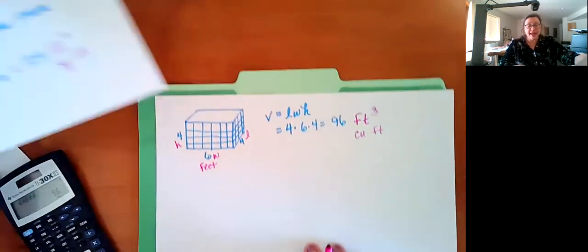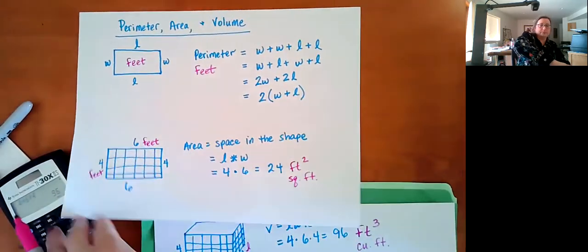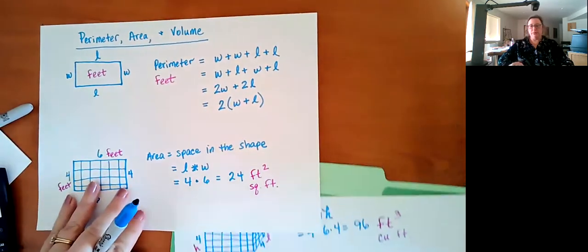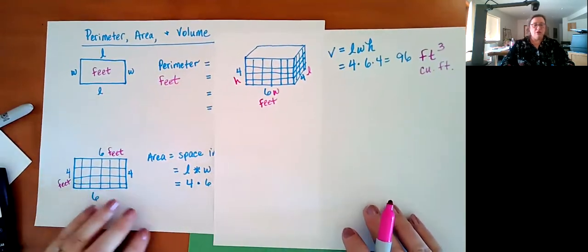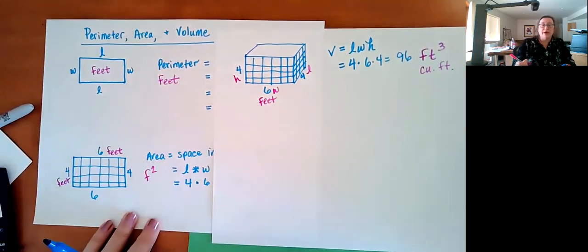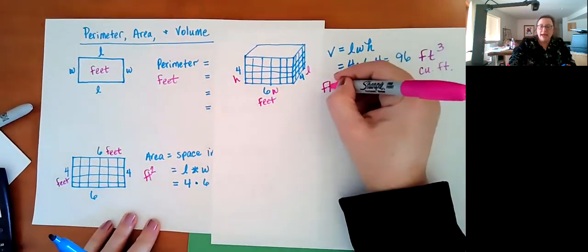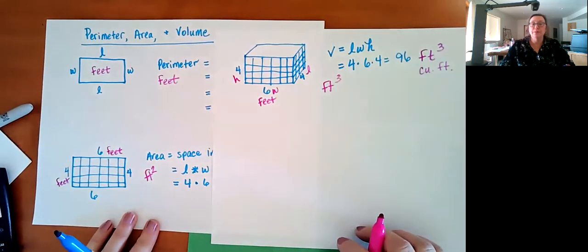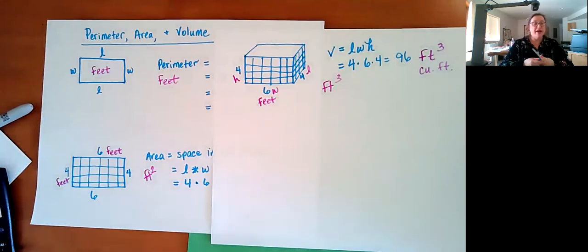So let's see if I can get this all on one page. A perimeter is just plain old feet. The area is feet squared, and the volume is feet cubed. That is one thing I'd like you to keep in mind when you start measuring these shapes. All right, that is the difference between perimeter, area, and volume.